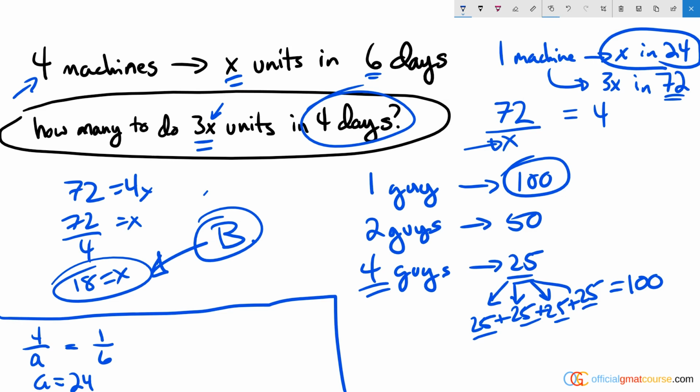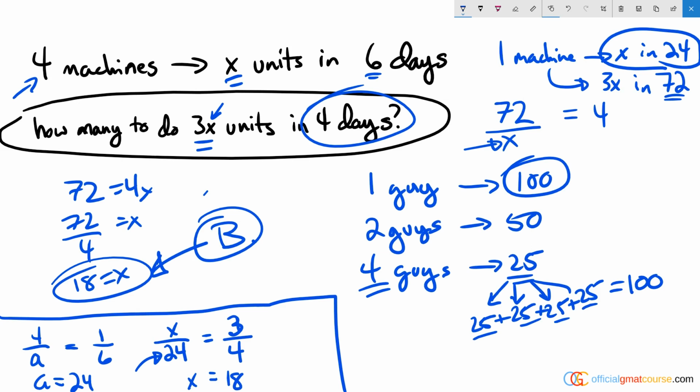And once we have that information, we're trying to figure out how many machines working at 1 job every 24 days would produce 3 jobs in 4 days. So 24 days on the bottom, rather, not hours. And if we do the cross multiplication here, we're also going to get X equals 18. And this is the more technical version.